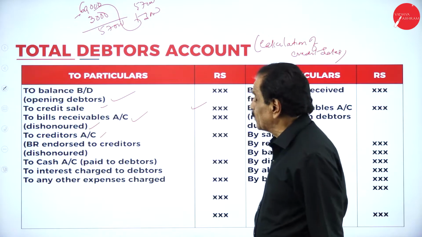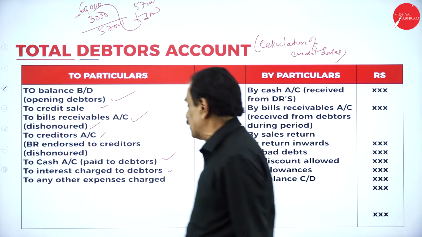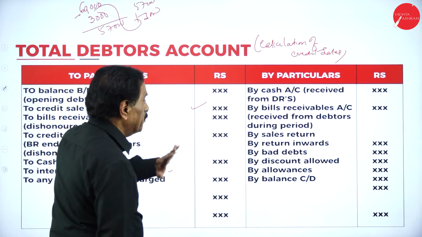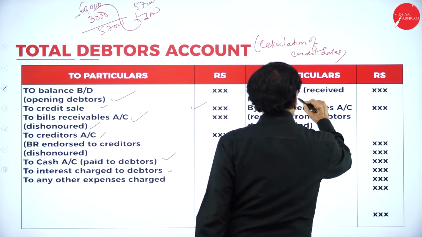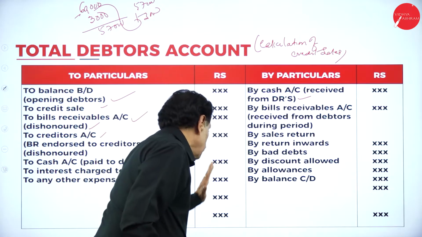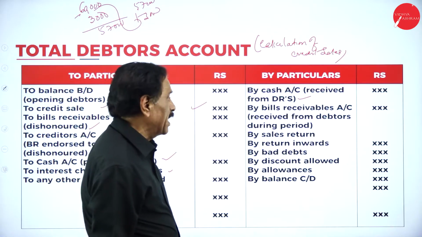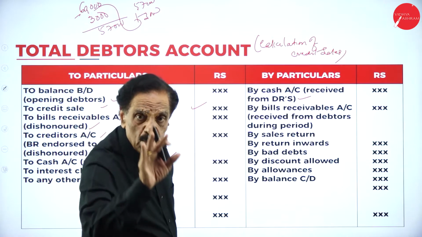Then cash paid to debtor, if there is cash paid, and interest charged to debtor; these are all payable. But generally, which items will come, I will explain. By cash account, cash received from the debtor. The total amount you have to receive from the debtor is about 2 lakh or 3 lakh. Whatever amount is received, your debtor account will be reduced.